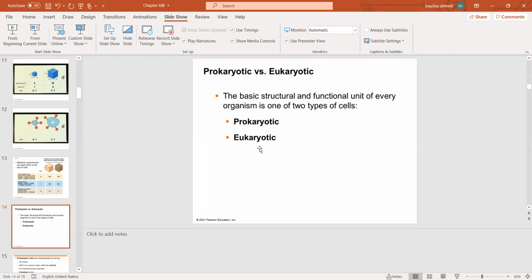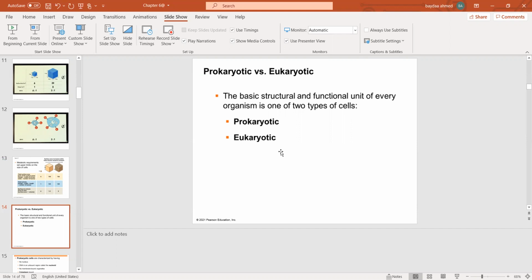Remember that scientists classify organisms into three main domains. We have bacteria, archaea, and eukarya. Remember that bacteria and archaea have prokaryotic cells, and eukarya, which includes the kingdoms of plants, animals, fungi, and protists, have eukaryotic cells. Organisms from the domains bacteria and archaea have prokaryotes, and eukarya have eukaryotes.